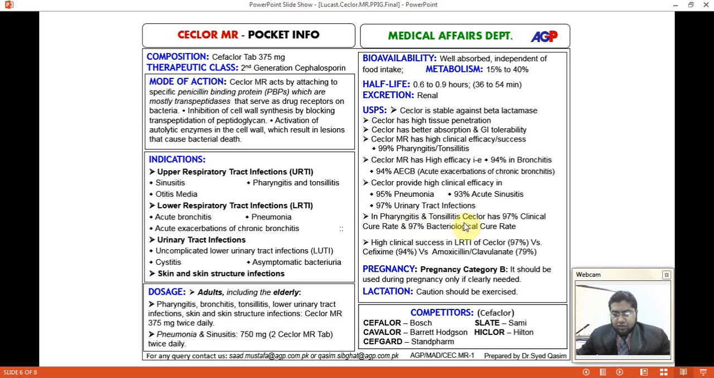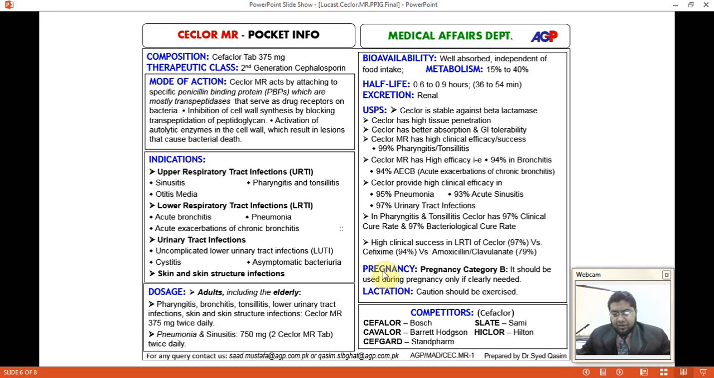In pharyngitis and tonsillitis, Ceclor has 97% clinical cure rate and 97% bacteriological cure rate. Ceclor has high clinical success in lower RTI, that is 97%, as compared to cefixime, that is 94%, and as compared to amoxicillin clavulanate, that is Augmentin, 79%.